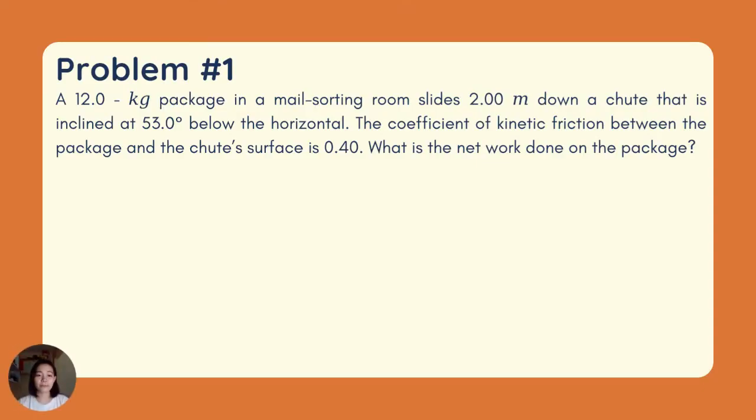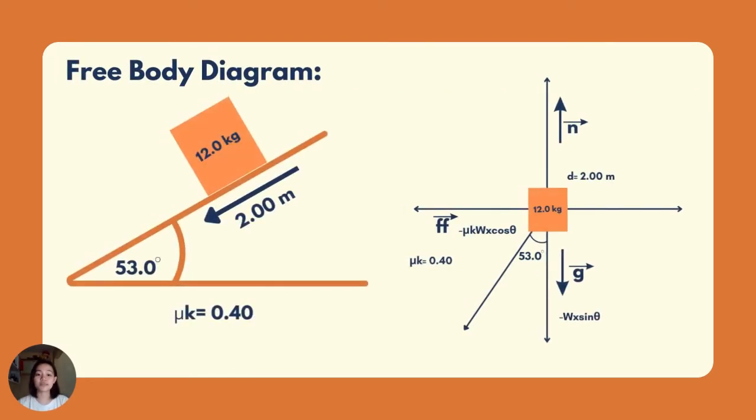A 12-kilogram package in a mail sorting room slides 2 meters down a chute that is inclined at 53 degrees below the horizontal. The coefficient of kinetic friction between the package and the chute surface is 0.40. What is the net work done on the package? First, let us have the free body diagram, or the FBD, of this problem. Now that we have that, we can understand the concept of this problem more.